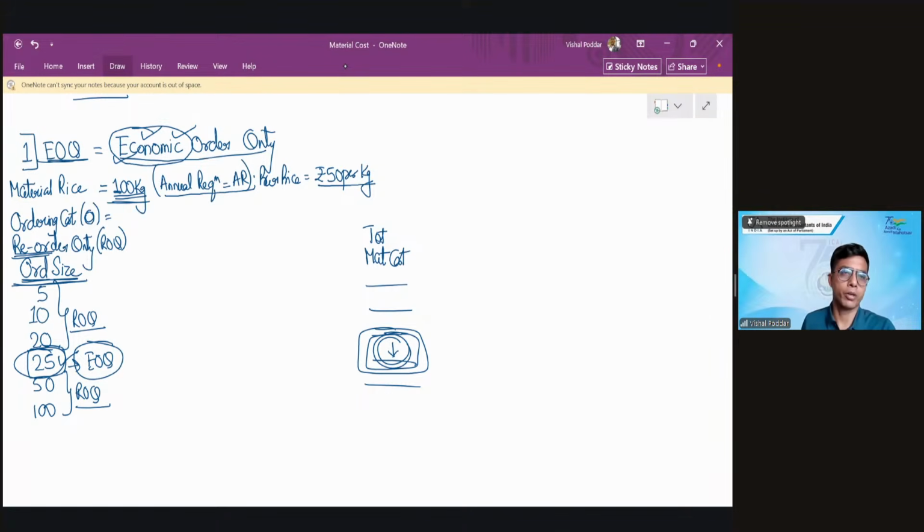What is this ordering cost? See, when I decide to purchase, I have to go to the market. I have to go to the shop. I have to place the order, take the material, and bring it back to my factory. This whole process has a cost. I have to go to the market, so I will incur some transport costs for going and bringing the material.